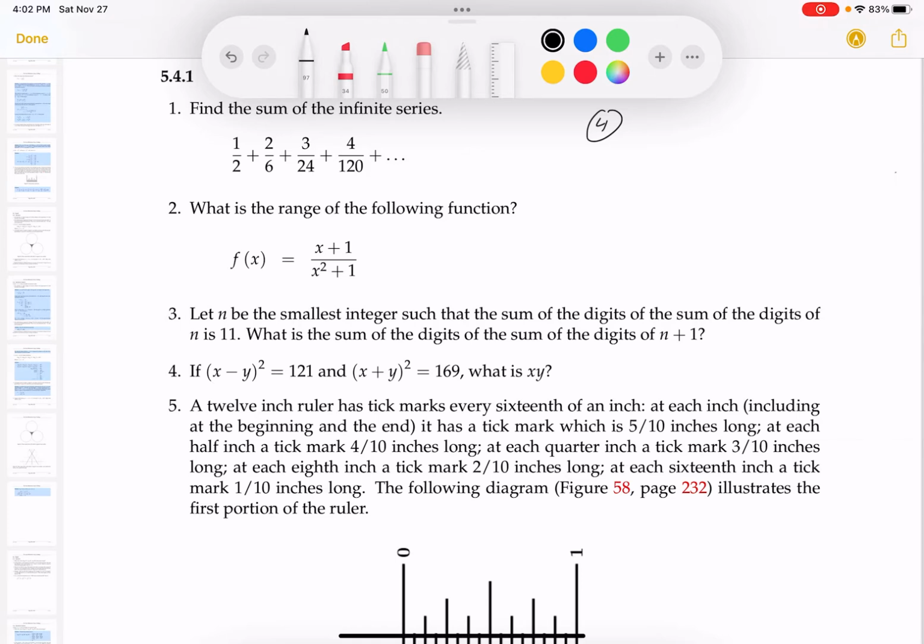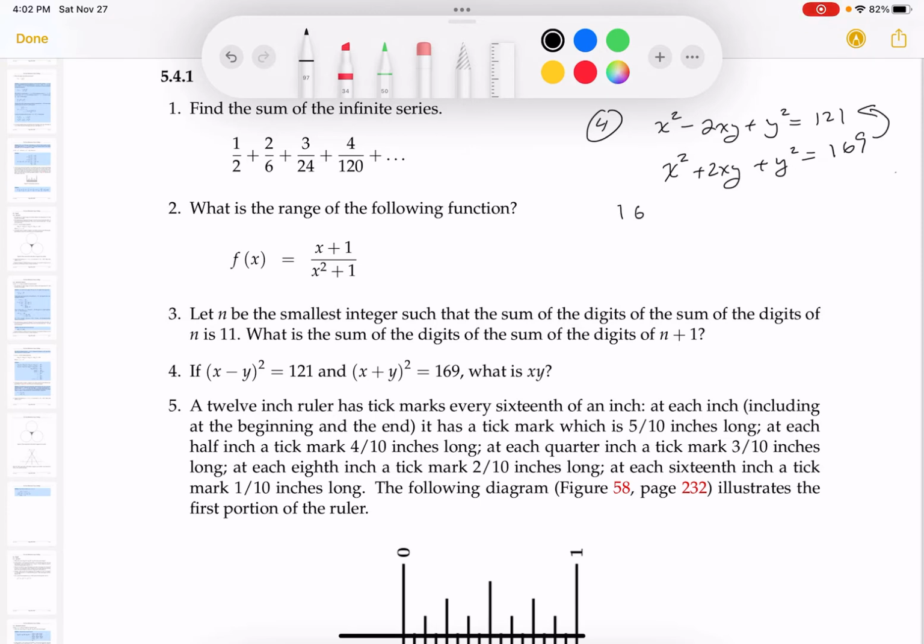Let's see. I'm going to square the first equation. That's x squared minus 2xy plus y squared equals 121. If I do that square in the second equation, it's x squared plus 2xy plus y squared equals 169. I want to know the value of xy, so I want to get rid of x squared and y squared. I'll do that by subtracting.